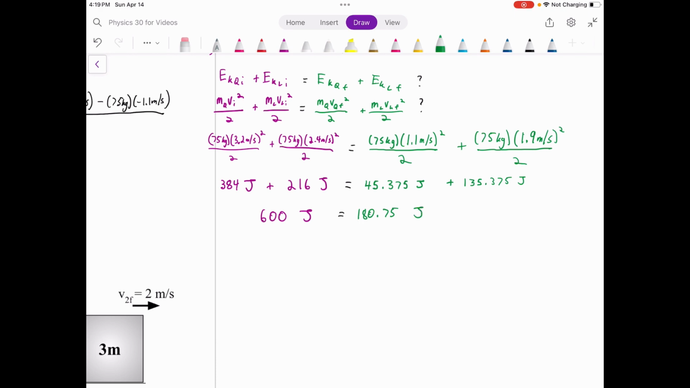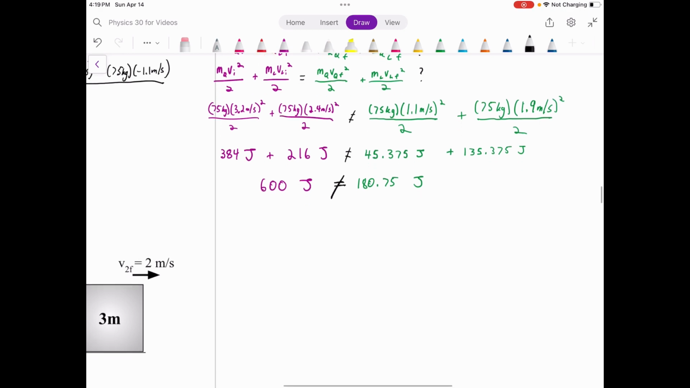So, was kinetic energy conserved? No, right? Initial does not equal final, okay? So they are not equal. So since total initial kinetic energy did not equal total kinetic energy final, right? It is an inelastic collision. That's it. That's the definition of an inelastic collision. Kinetic energy was not conserved.